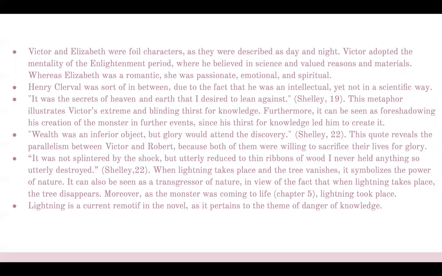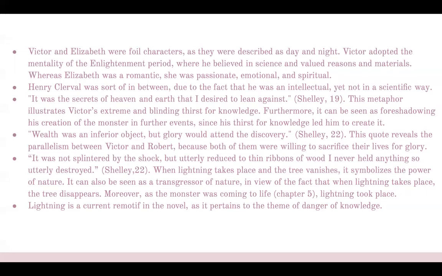And now we're going to analyze quotes. "It was the secrets of heaven and earth that I desired to learn." So basically, this is a metaphor, and this metaphor illustrates Victor's extreme and blinding thirst for knowledge. Furthermore, it can be seen as foreshadowing his creation of the monster in further events, since his thirst for knowledge led him to create it.